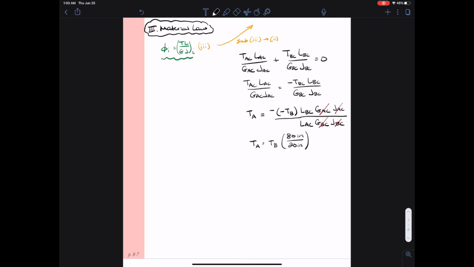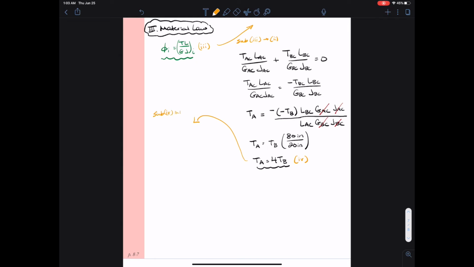And that matched our initial engineering intuition when we said that, well, we thought that the torque at A would be larger because the torque was more closely located to the support at A. In fact, it's going to be 4 times as large due to the geometry. All right, this gives us another relationship. So now we have this relationship between the torque at A and the torque at B.